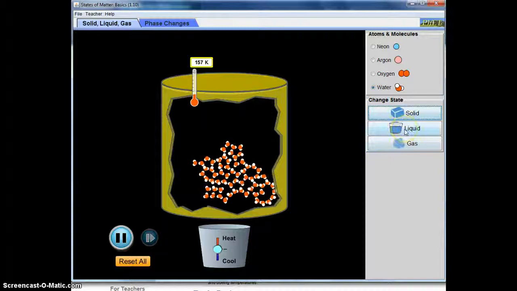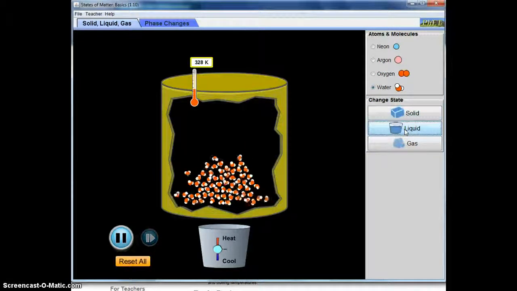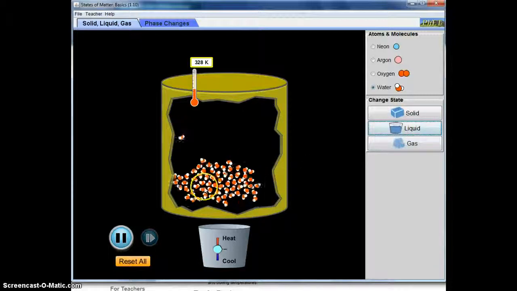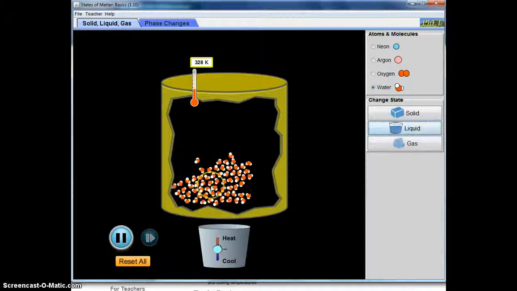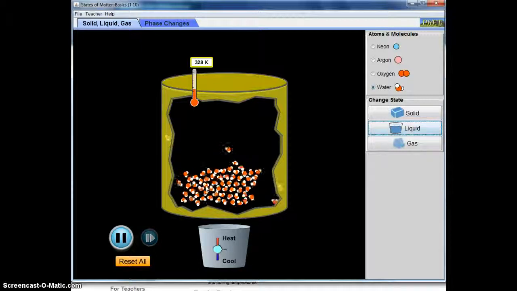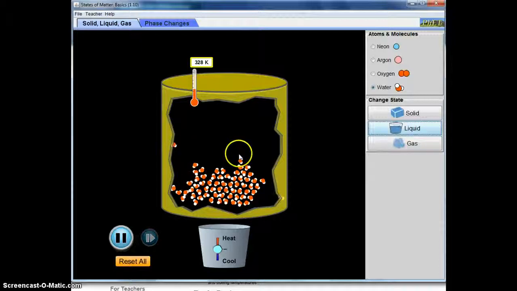And now when I change it to a liquid, you'll see that it's moving a lot more freely. They're still close together, but with no particular arrangement. They're just kind of scattered, moving back and forth past each other and around each other, some kind of trying to escape.